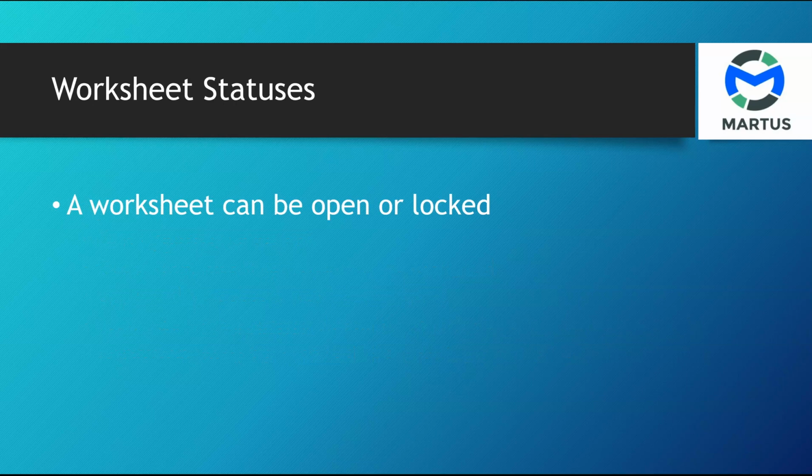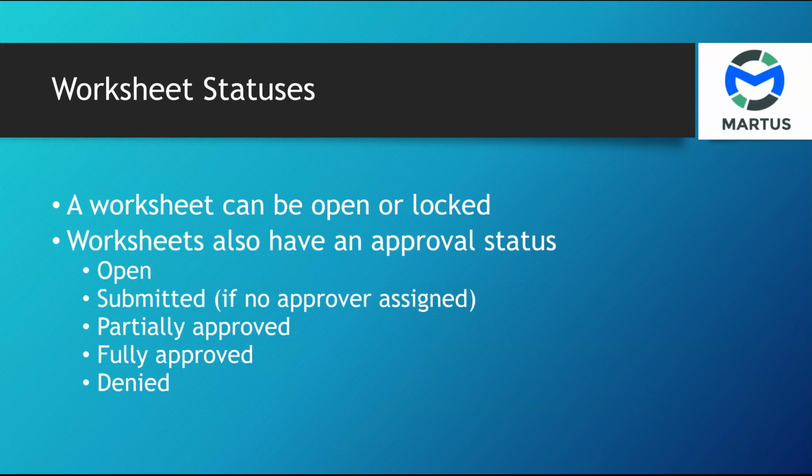Let's also review the basics about worksheet status. First of all, a worksheet can be open or locked. Open means the worksheet can be changed, and locked means that it cannot. Whenever a worksheet is submitted, it is locked. The status is always set to submitted if there is no approver assigned. Otherwise, the status could be partially approved, fully approved, or denied, depending on the workflow for that particular worksheet.